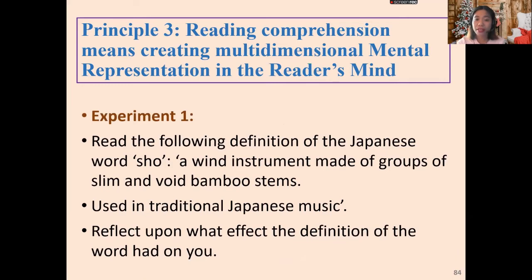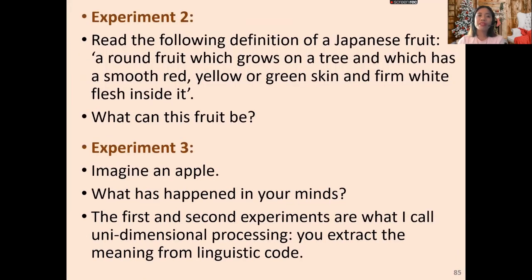Diba? Nag-imagine ka. Experiment number 2, read the following definition of a Japanese fruit. A round fruit which grows on a tree and which has a smooth red, yellow, or green skin and firm white flesh inside it. What can this fruit be? So with that, you are also trying to imagine. So muna siya class, in fact, kana bitong mga radio drama.